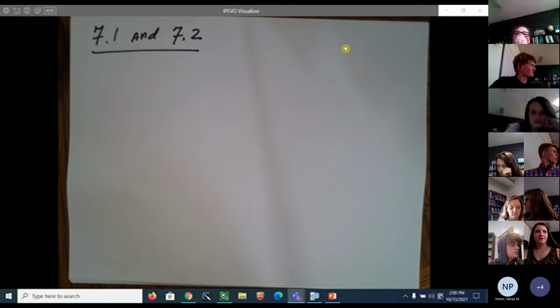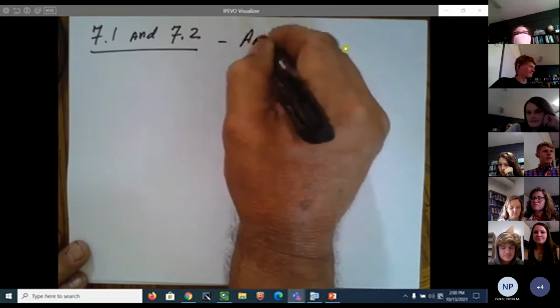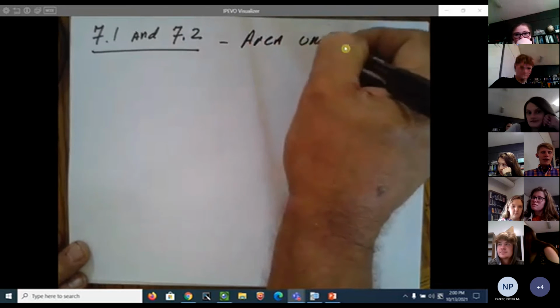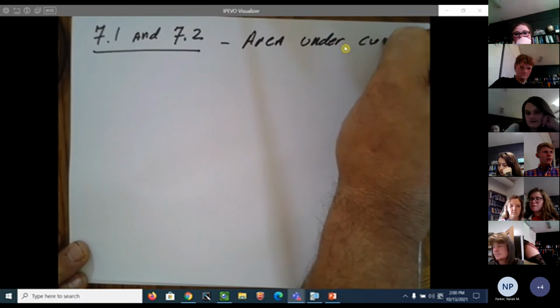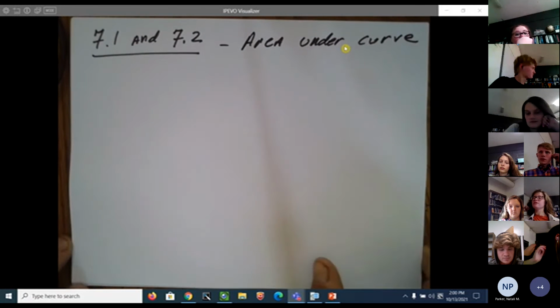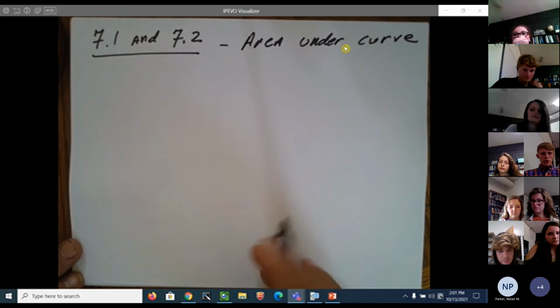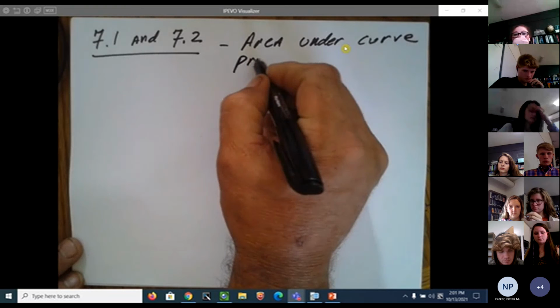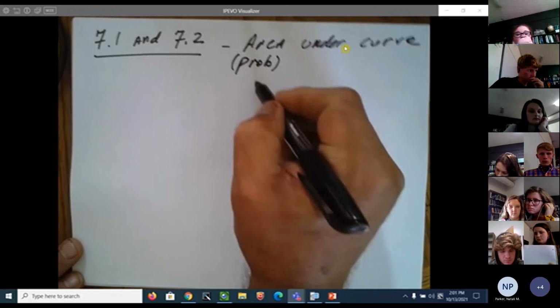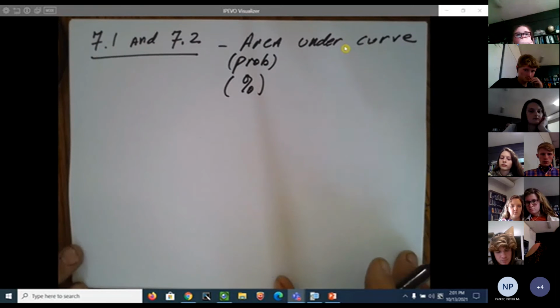So let's get started on 7.1 and 7.2. 7.1 and 7.2 is talking about the area under a curve, without calculus, of course. So we're talking about using the calculator to find the area under the curve. Area could also be probability, and it can also be percentages. So area under the curve, probability, or percentages.